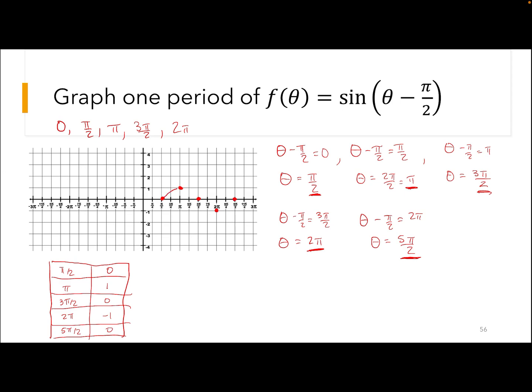And then we just draw a smooth, continuous curve between the points. We don't do like this, make a line segment or something like that. That is incorrect. But that is us graphing one period of theta minus pi over 2.